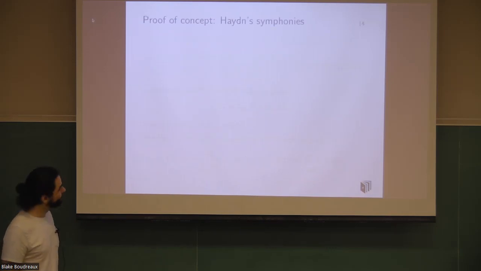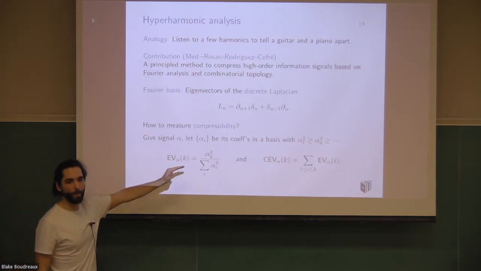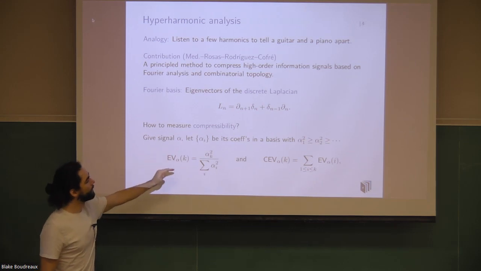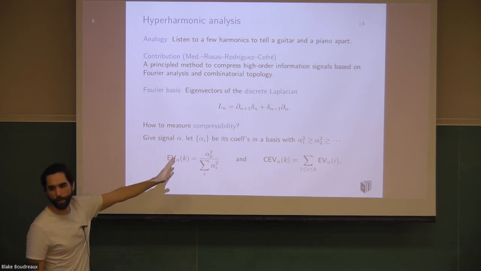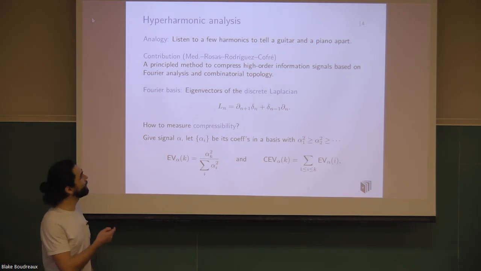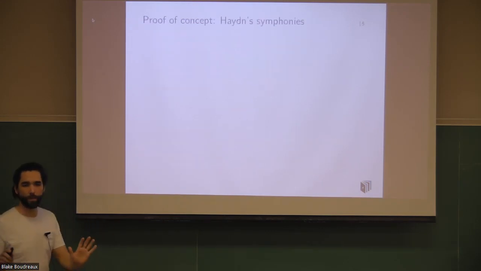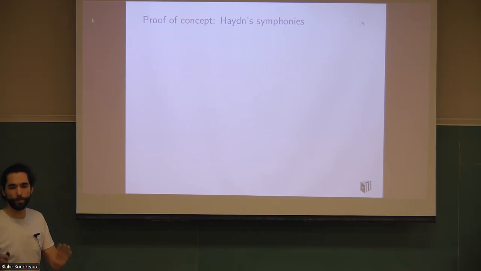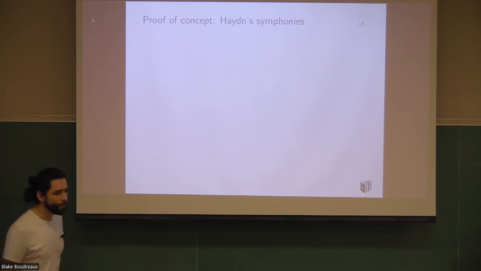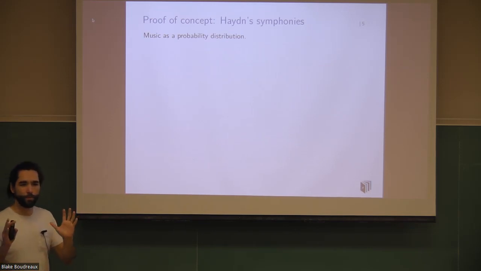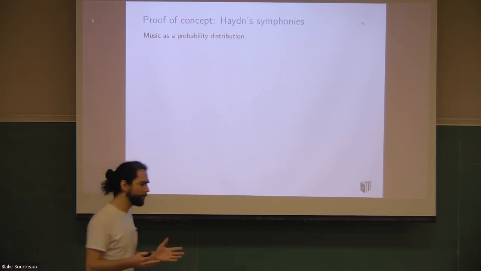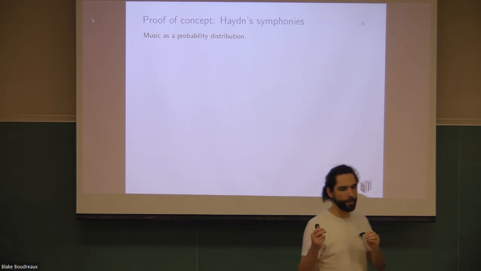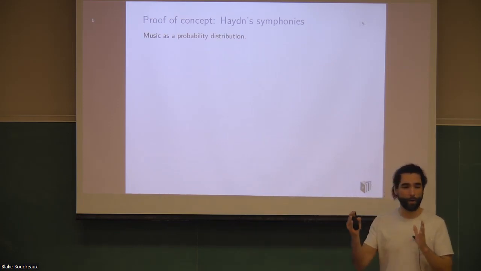Okay, so I said what the claim is. We can compress in the Fourier basis better than in the canonical basis. And let me show an example. This is not a theorem type of thing. This is more like an in-practice type of thing. So the example comes from Haydn symphonies, the so-called London symphonies. And the first thing is to get used to the idea of thinking about music as a collection of random variables.